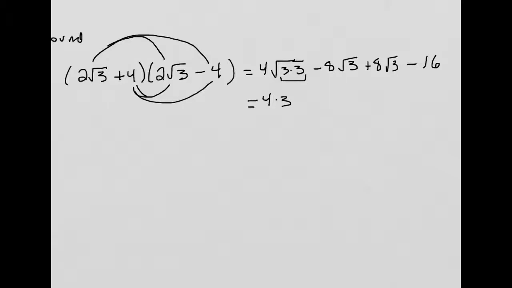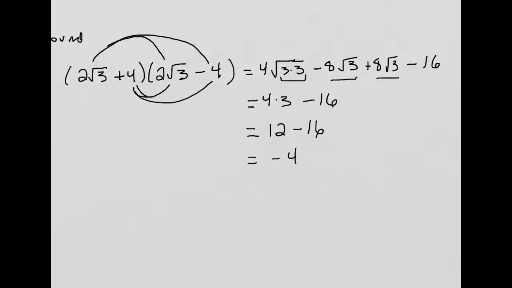Then I want you to notice that I have minus 8 square root of 3 plus 8 square root of 3. Those are opposites of each other. Specifically, they're what we call additive inverses. So whenever I combine additive inverses, I get 0. And then at the end, I have minus 16. So then I'm left with 4 times 3 is 12, minus 16 gives me negative 4. One of the things I want you to note is that even though I started with square roots in both groups, my final answer had no square roots in it. It actually just became a rational number.